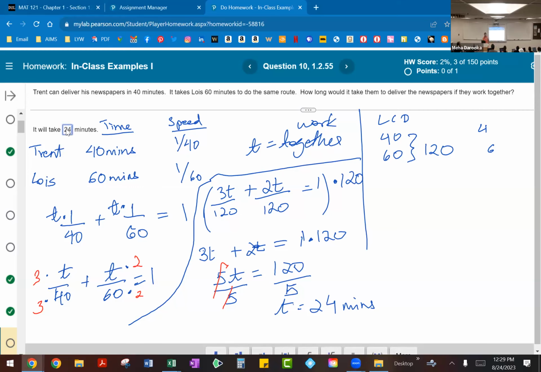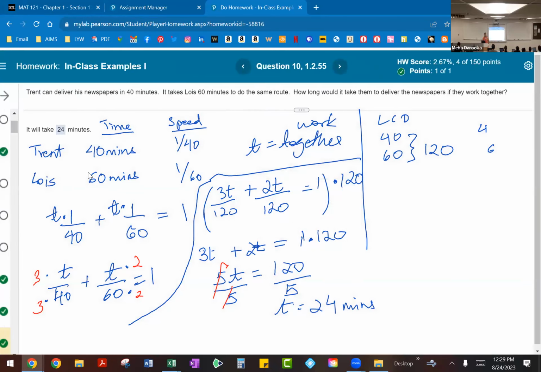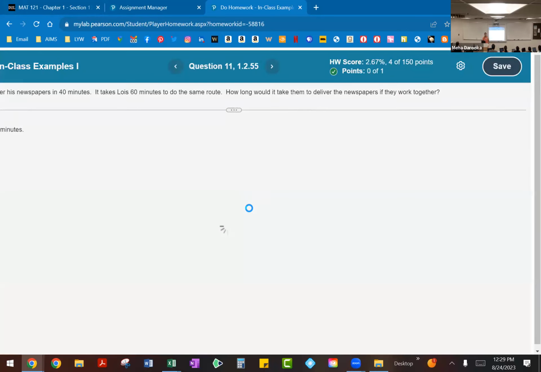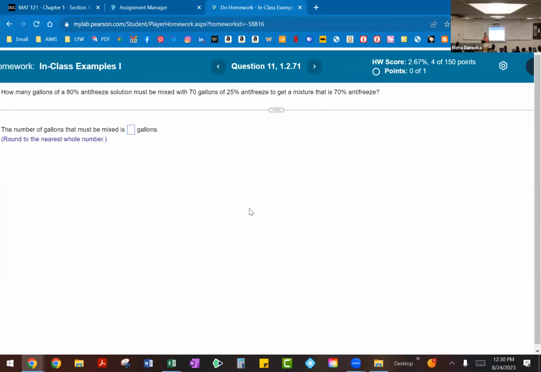So obviously you can see, since these are now 2 people working together, it reduces your time significantly, right? Now it's not taking the first person 40 minutes, the second person 60 minutes. Together they're getting it done in almost half the time of that first person, at 24 minutes. So keep in mind this setup, because you will see examples like this in your homework that will have you work on work problems.